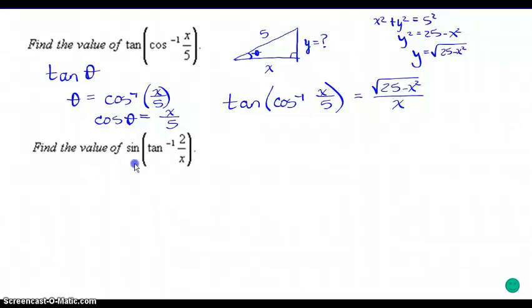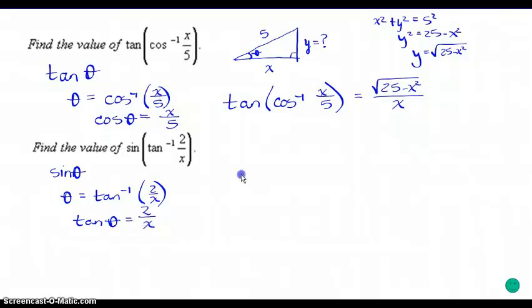Here's another one, the same kind of idea as the last example. Find the sine of theta, where theta is the tangent inverse of 2 over x. That means the tangent of some theta measure was 2 over x. So this tells me opposite, this tells me adjacent. We'll go back into a right triangle and do the same thing. Here's theta. This tells me that opposite was 2 and adjacent was x.